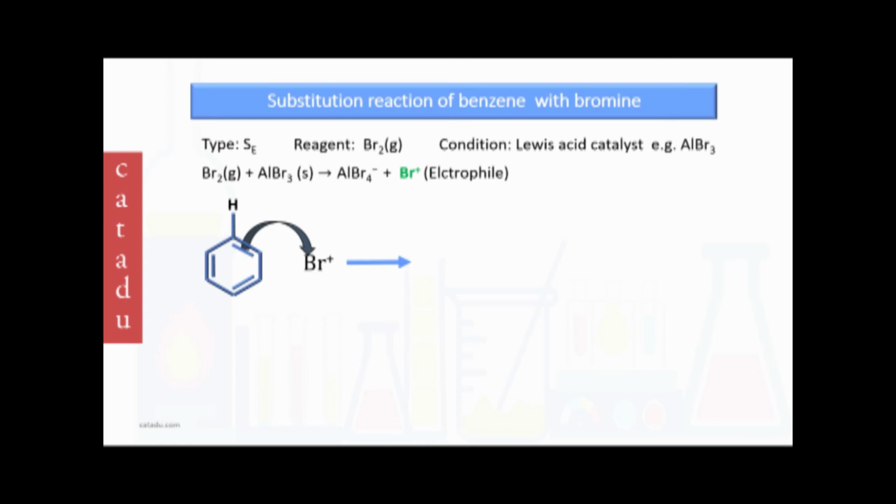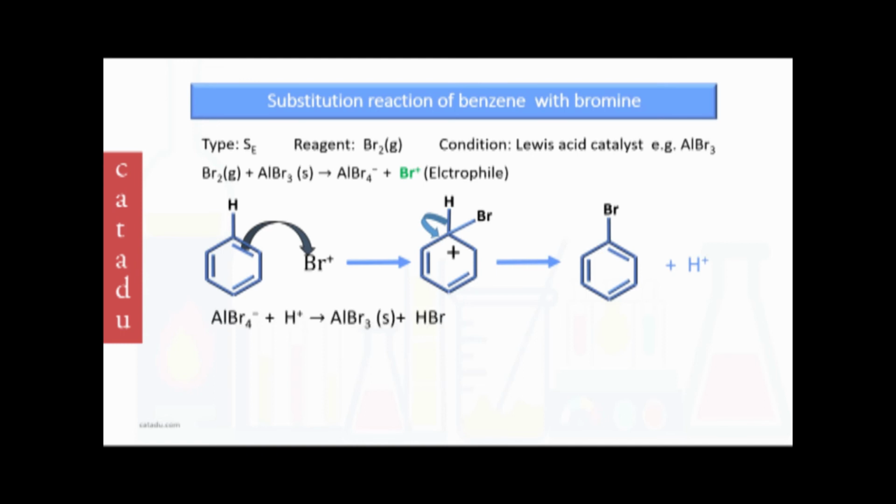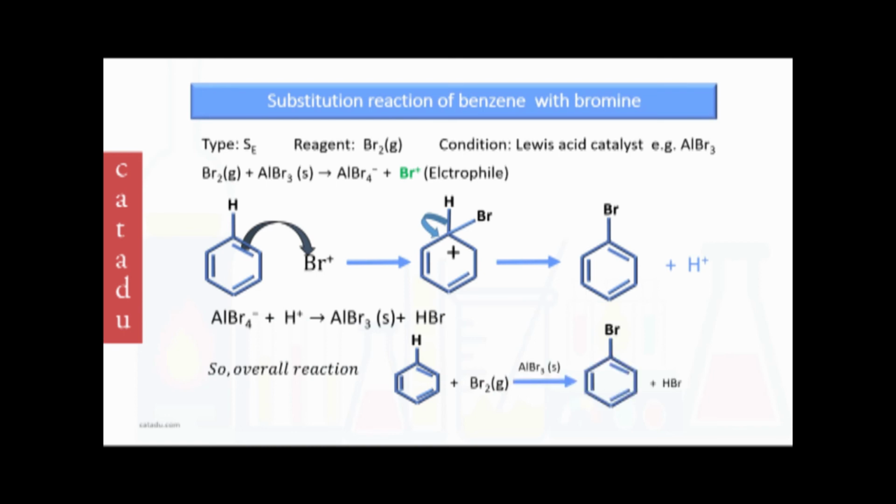The pi electrons are attracted towards the bromonium ion and making the complex. This is unstable, so hydrogen ion is lost from here, and we are getting bromobenzene and hydrogen ion. This hydrogen ion reacts with AlBr4 minus and gets AlBr3 and HBr. The overall reaction, benzene plus bromine, in presence of catalyst aluminum bromide, we are getting bromobenzene plus HBr.